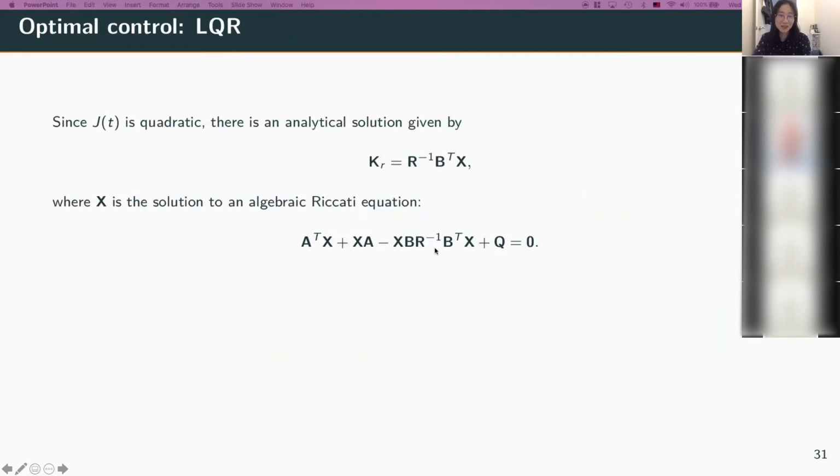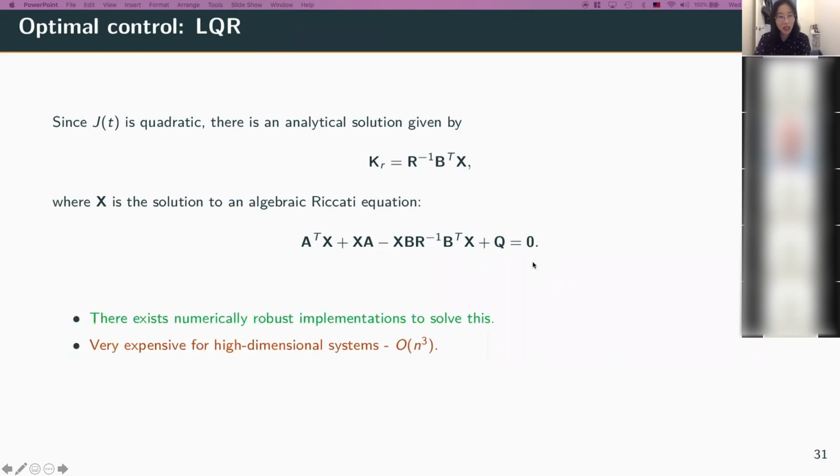Right, so essentially to obtain the optimal control, we want to solve this Riccati equation. And fortunately, there exist numerically robust implementations to solve this in MATLAB and other numerical packages, but it's very expensive for high dimensional systems because it's cubic. Solving this is cubic in the number of states you have. And this motivates research in using reduced order models, which essentially tries to achieve the same goal with fewer states, dimensionality reduction.